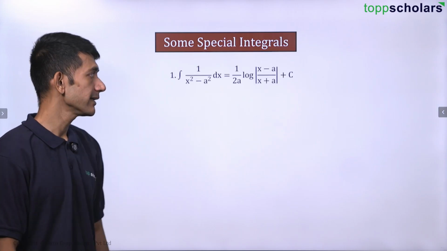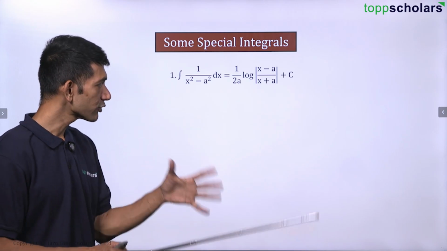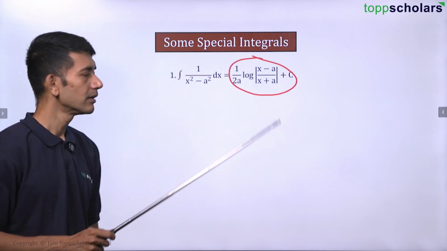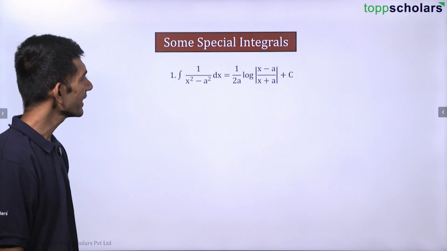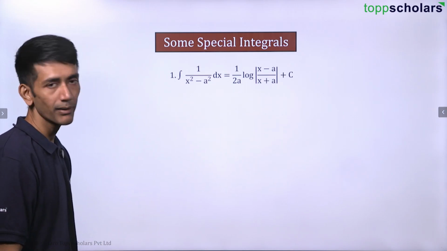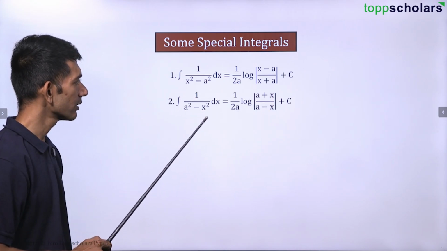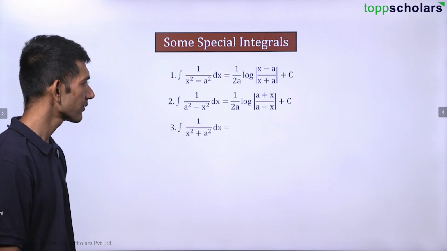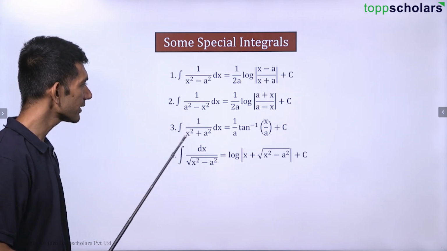Now we have some special integrals. I won't say complicated, but make sure that you know all the formulae here, because if you are not thorough with the formulae, solving problems is going to become very difficult. Integration of 1 by x square minus a square dx is 1 by 2a log of x minus a by x plus a plus c. If you have a square minus x square, it becomes 1 by 2a log of a plus x by a minus x plus c.